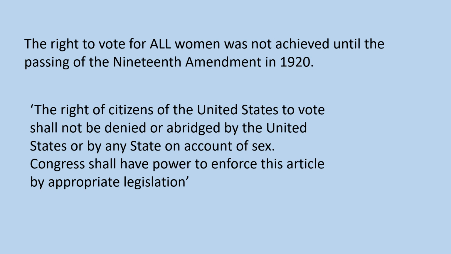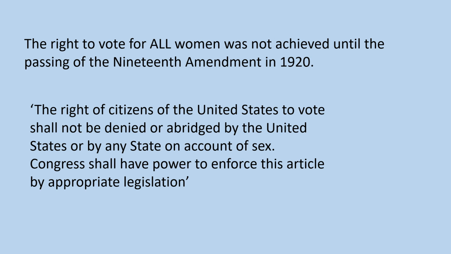So the 19th Amendment states, the right of citizens of the United States to vote shall not be denied or abridged by the United States or by any state on account of sex. Congress shall have power to enforce this article by appropriate legislation. Okay, so what this meant effectively was that you couldn't deny the right to vote on the basis of sex. You couldn't have a voting system set up to give all men the right to vote and to deny it to all women. So it solved that particular problem, right?